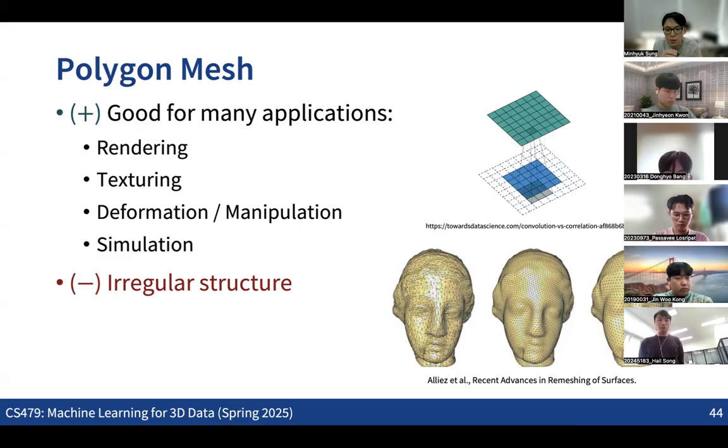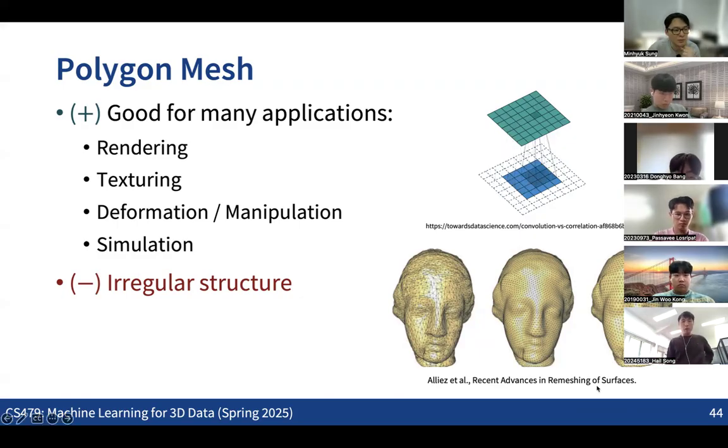But the thing is that all images have the same 2D grid structure, so the connectivity of all the vertices is exactly the same. While for 3D shapes, each mesh might have a different structure or connectivity. So there's no simple way to easily define a convolution operation or some neural network architecture that can apply to any type of mesh structure. This makes processing mesh data difficult.